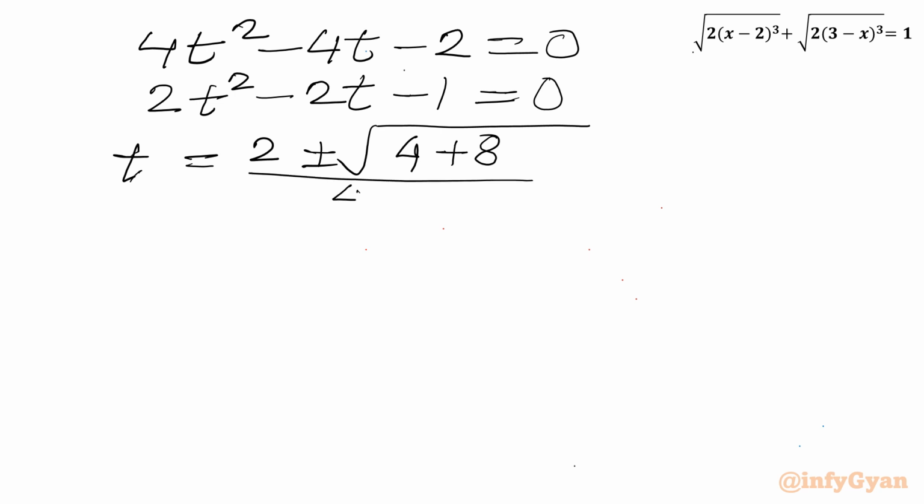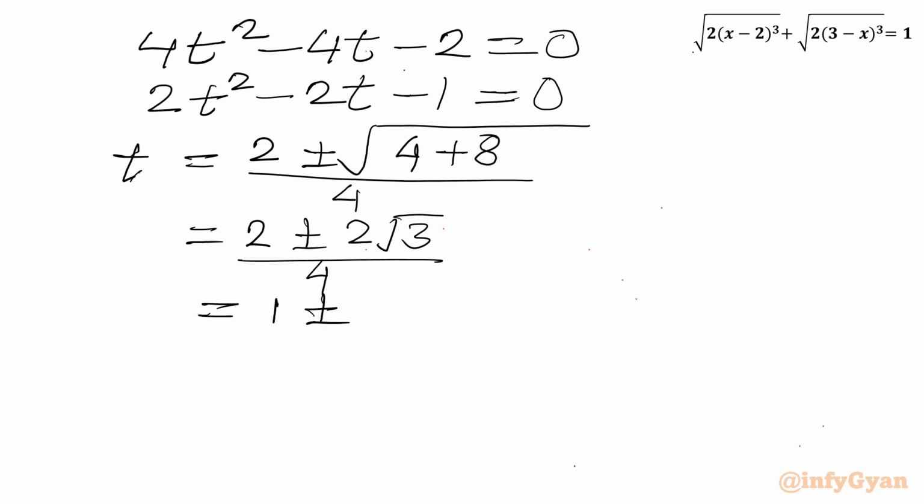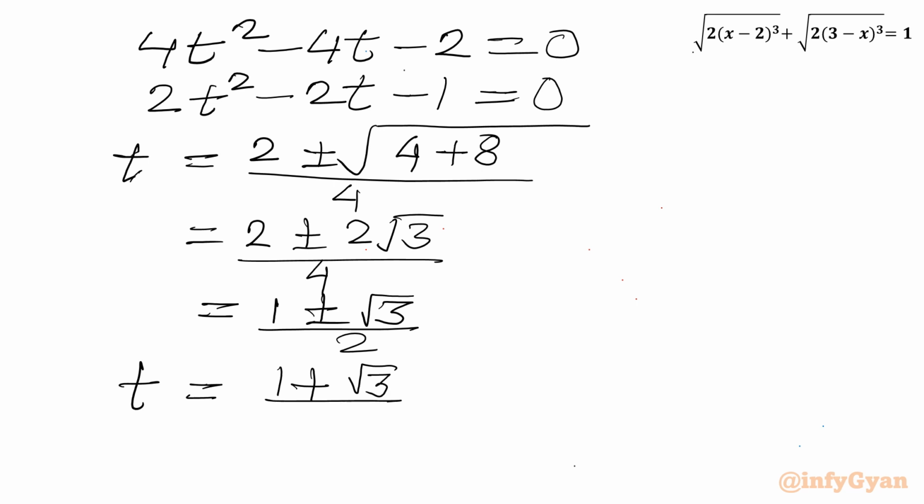2 times 2 is 4. So I can write here 2 plus or minus the square root of 12, which is 2 root 3, over 4. Or I can write (1 ± √3)/2. With the plus sign, it would be (1 + √3)/2, and with the negative sign in between, I will write (1 − √3)/2.